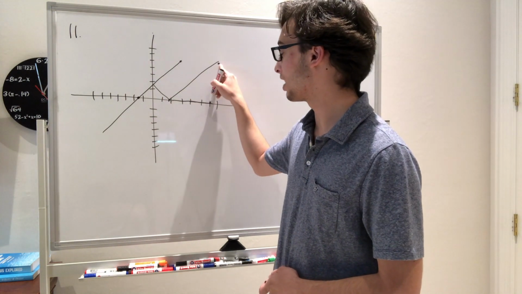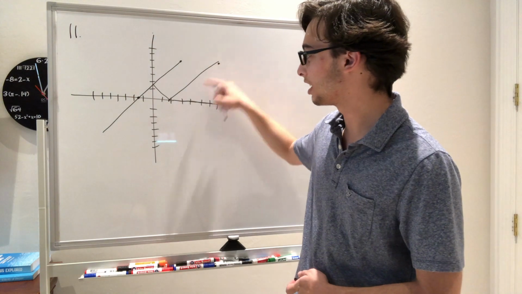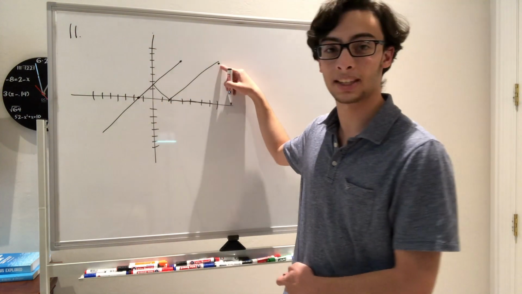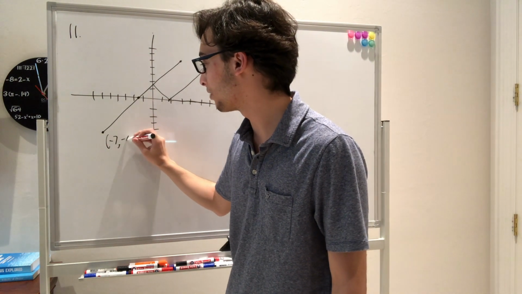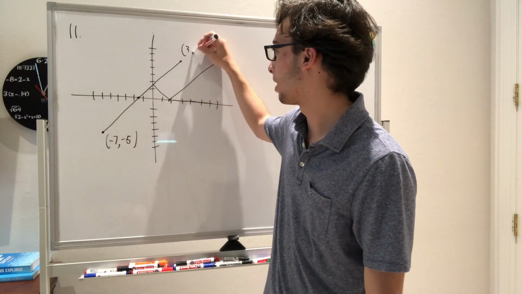So again, this point is the same exact thing as if we were to rotate it about the origin. So if this is the point (7, 5), then this point over here is going to be (-7, -5). And remember, this is the point (3, 5).